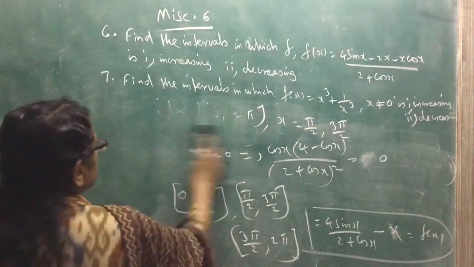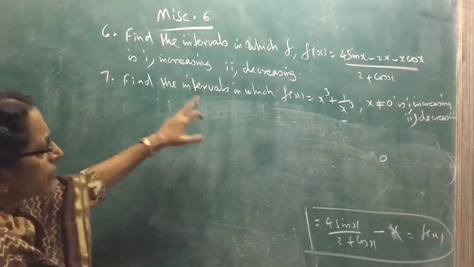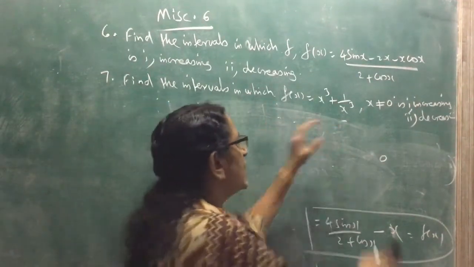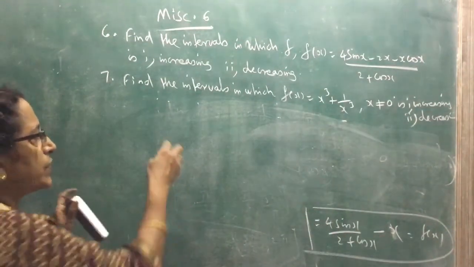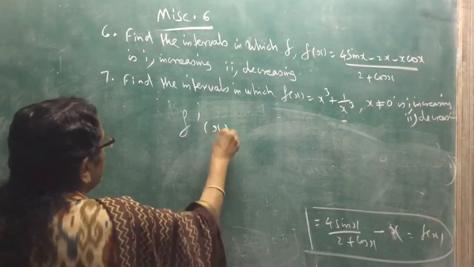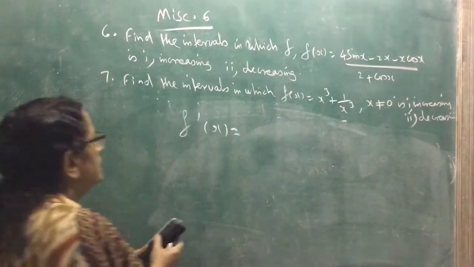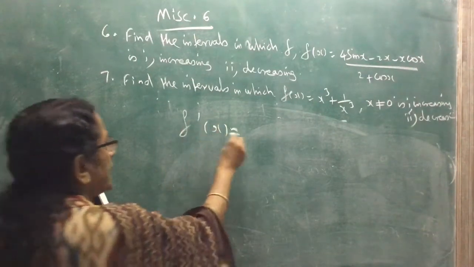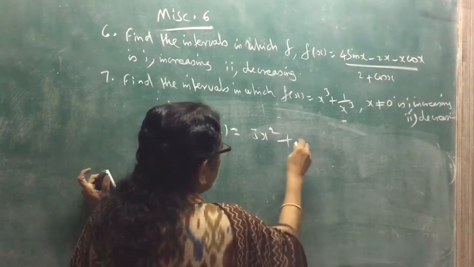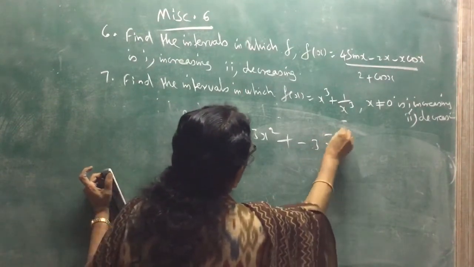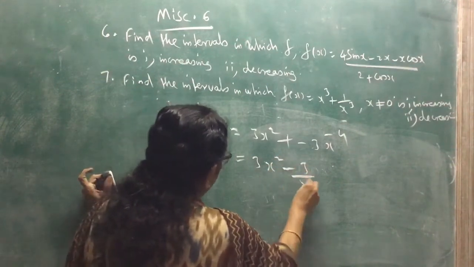Then now consider this function. Here also we have to find the intervals in which the function is increasing and decreasing. Same way, you have to find f dash x. That is 3x square, derivative of x cube, plus derivative of 1 by x cube, minus 3x raised to minus 4. That is 3x square minus 3 by x raised to 4.